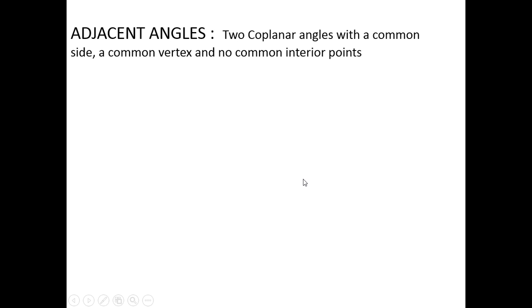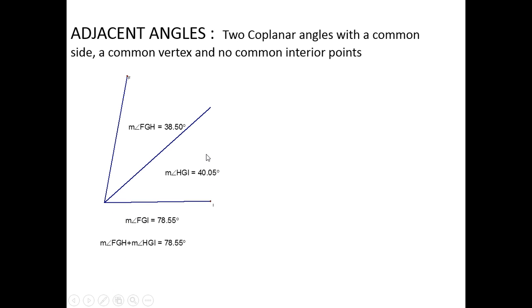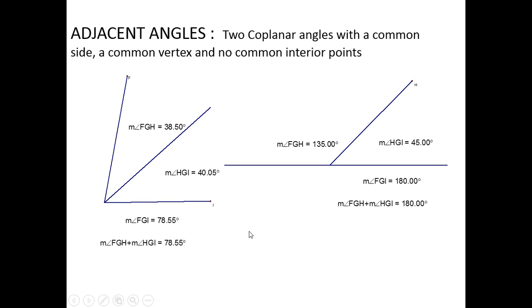Adjacent angles are two angles in the same plane, so they are coplanar, with a common side, a common vertex, and no common interior points. Here we are illustrating what two adjacent angles might look like. And of course, with two adjacent angles, we can write the angle addition postulate. They share the common vertex and the common ray, and they are all within the same plane.